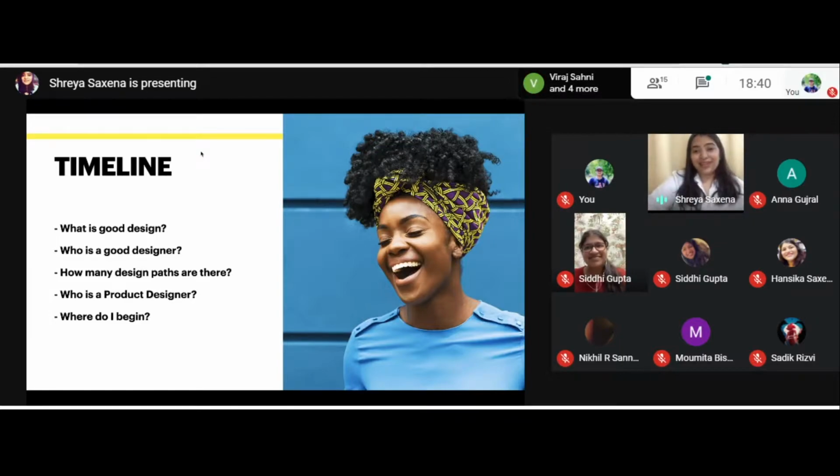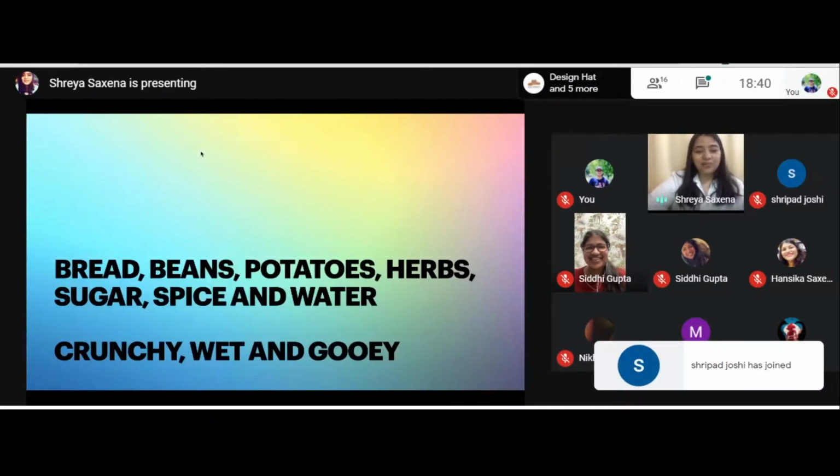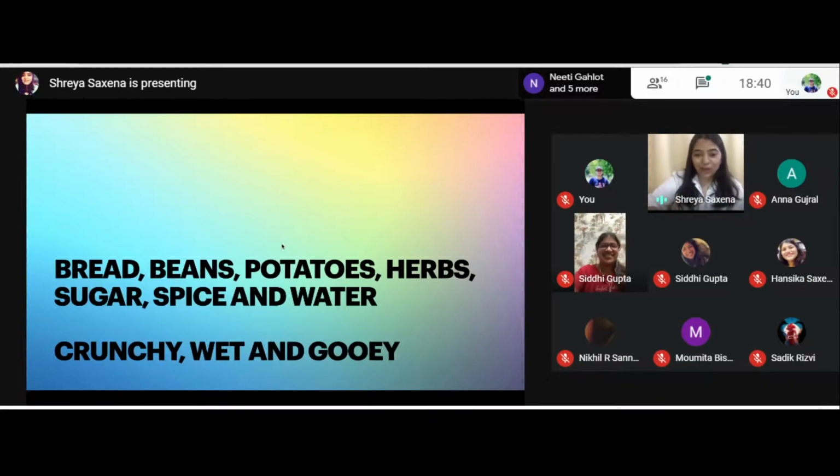Before we begin the session, it's very important for us to be in the right mood, and for that I have a small activity planned. It's a very simple activity. Here are some of the ingredients: bread, beans, potatoes, herbs, sugar, spice, and water. You have to guess: what food am I talking about?